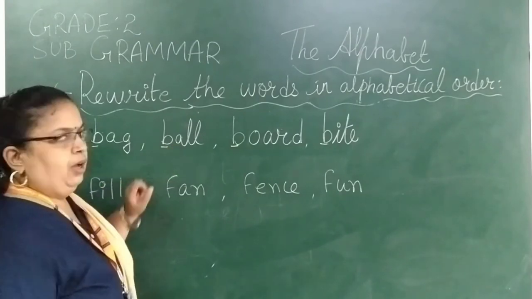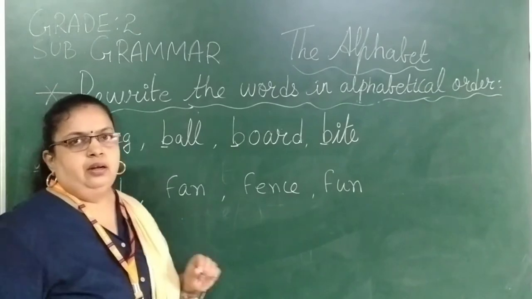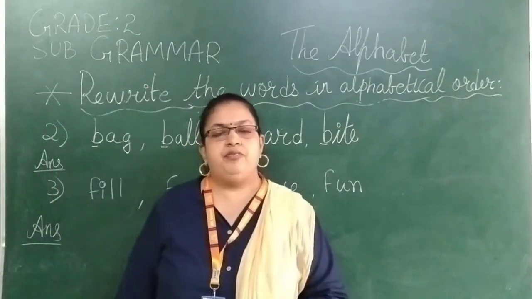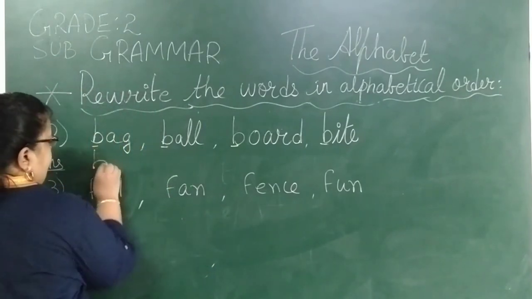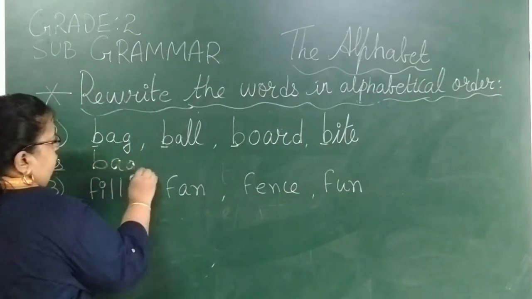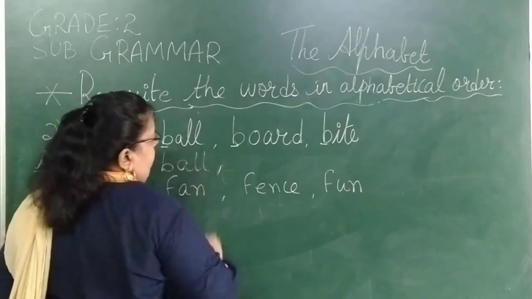यहाँ भी A है, यहाँ भी A. तो G देखते हैं, G पहले आता है कि N पहले आता है? A, B, C, D, E, F, G. तो G comes before. So bag पहले आता है B, A, G. Then comes ball, B, A, double N.